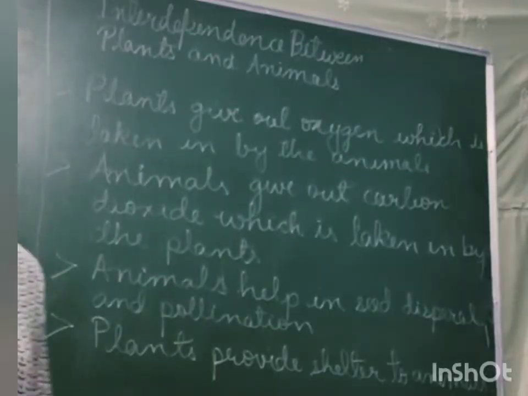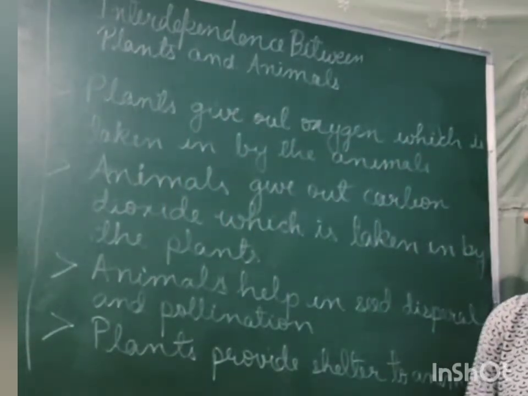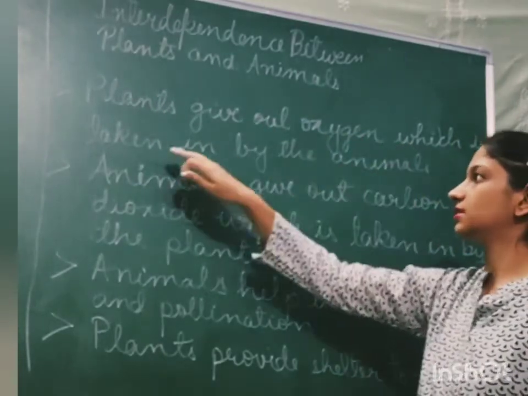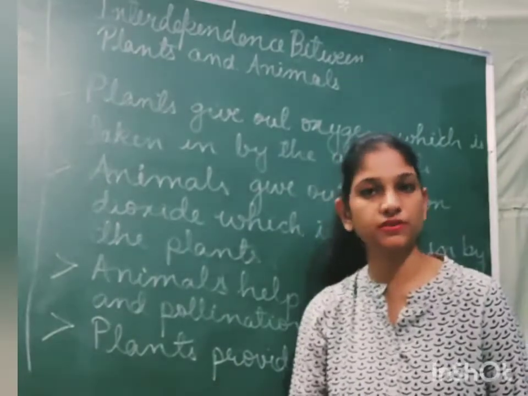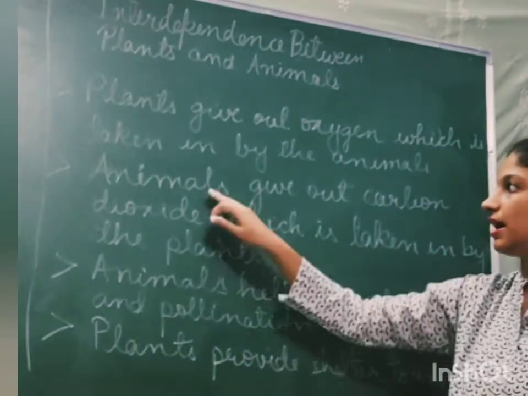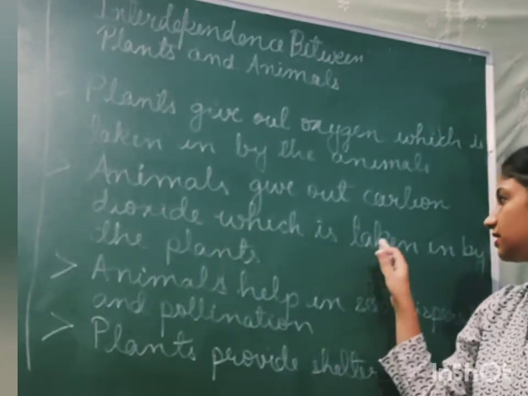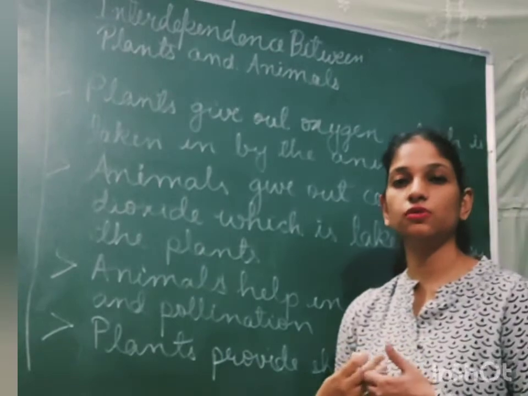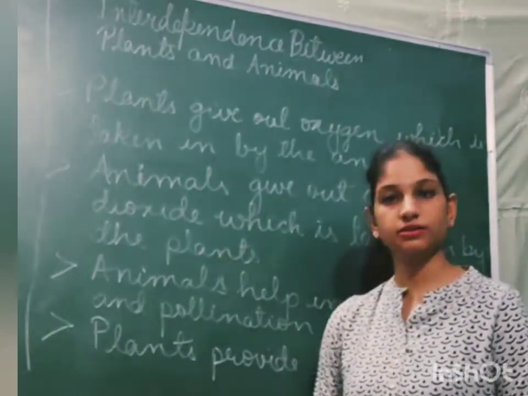Now these 4 points will help us sum up the entire topic. The first point is plants give out oxygen, which is taken in by the animals, and animals give out carbon dioxide, which is taken in by the plants. Now animals, what do they give out? They give out carbon dioxide, which is taken in by the plants.